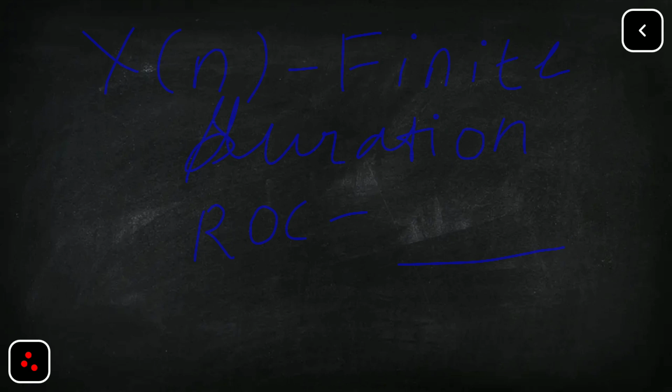Complete z plane in the sense that it will look like this. Yes, this is your ROC. I guess you got it. So this ROC is the complete z plane, and that is only for your x of n being of finite duration.